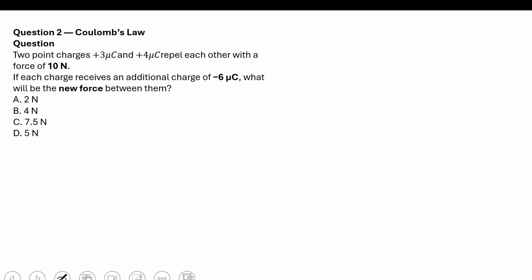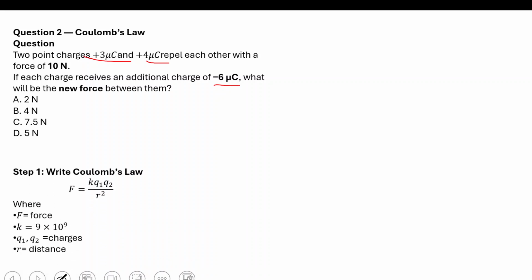So question number two says two point charges, plus 3 microcoulomb and plus 4 microcoulomb, repel each other with a force of 10 Newton. If each charge receives an additional charge of minus 6 microcoulomb, what will be the new force between them? So we have these options. Which one is the answer?